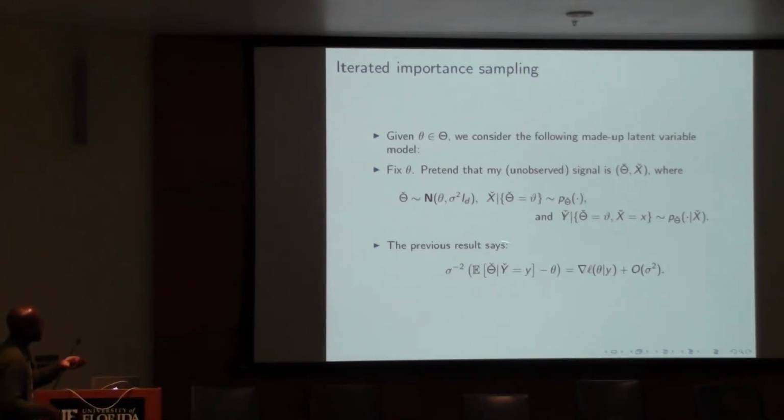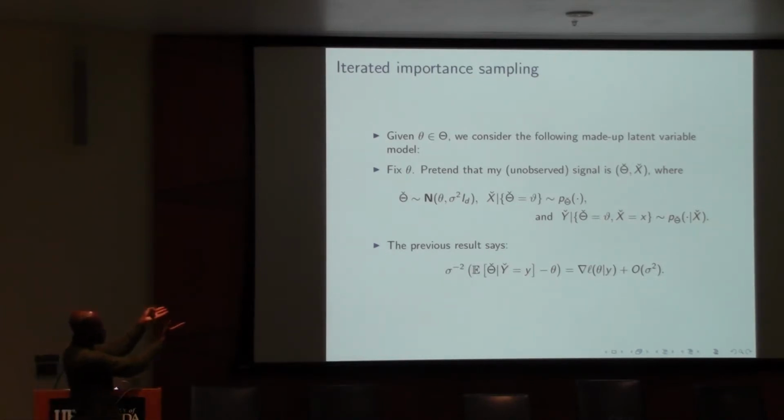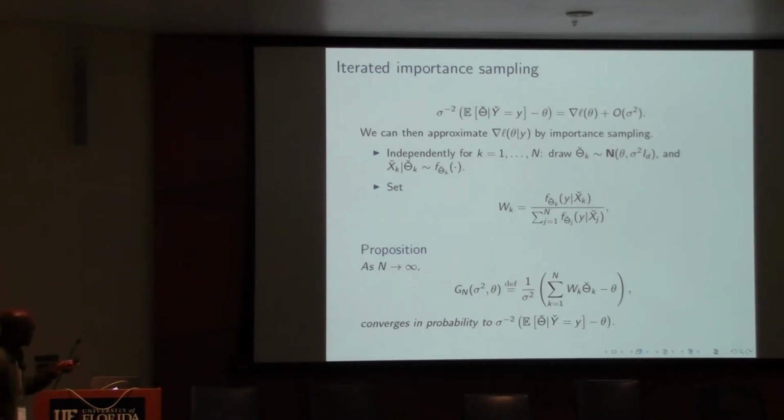And what we discussed earlier says that the posterior mean of the parameter in this model, subtract theta from it and scale by sigma to the -2, gives you an estimate of the gradient of the log likelihood at theta. So now we have a way of doing stochastic approximation, and we could get this by importance sampling. We could just estimate this term by importance sampling, and then, at a particular theta, construct an estimate of that thing and use it to move to the next theta. That's what this slide is about.